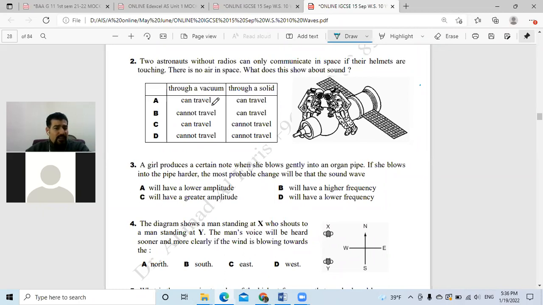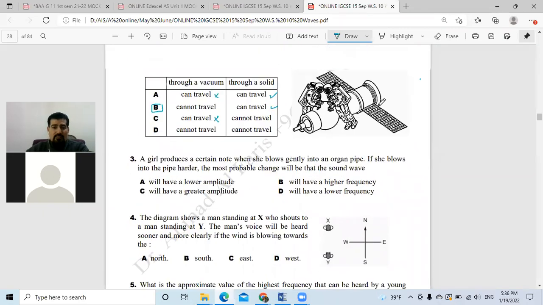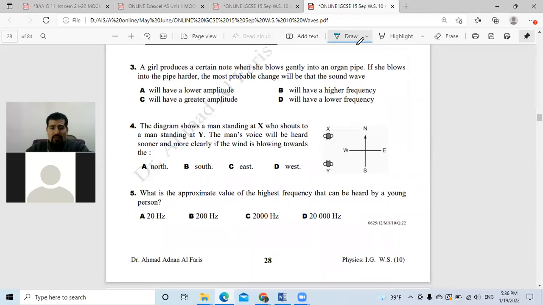Can it travel through vacuum? No, it cannot travel, so this one and this one are neglected. Can it travel through soil? Yes. So the correct answer is B. Thank you to Adham, Muhammad, Abdul Rahman, Marwan, Ilaf, and all the people who sent me the answer. The answer is B. Thank you.